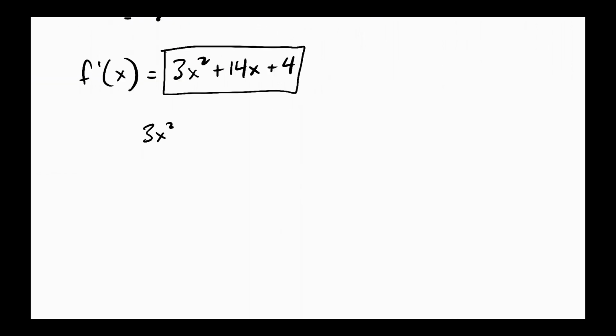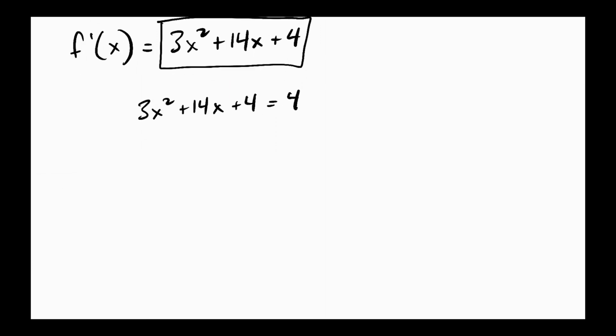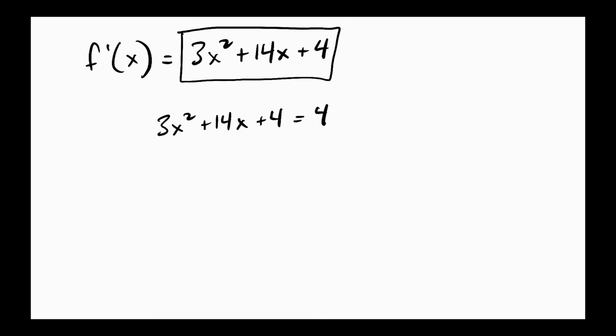So 3x squared plus 14x plus 4 equals positive 4. Solve it for x. I should get 2 answers since it's a quadratic. The degree is 2, so I should get 2 answers. So when we solve quadratics, we set it equal to 0 first.